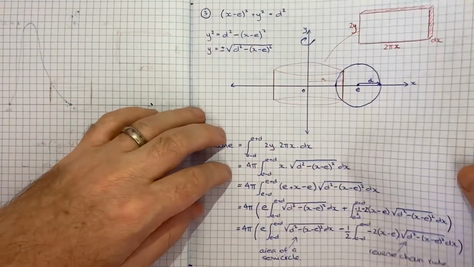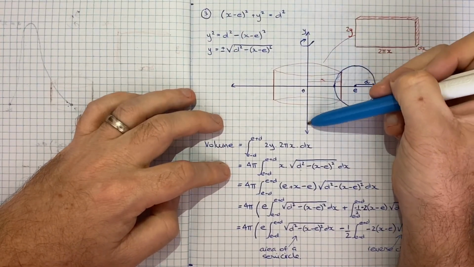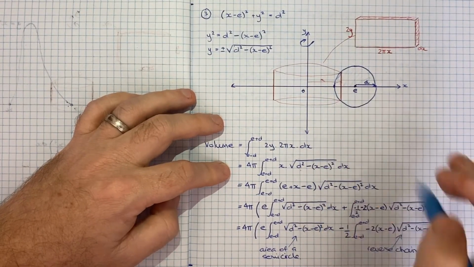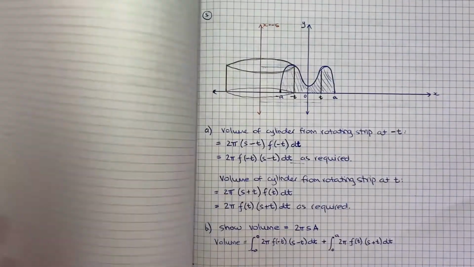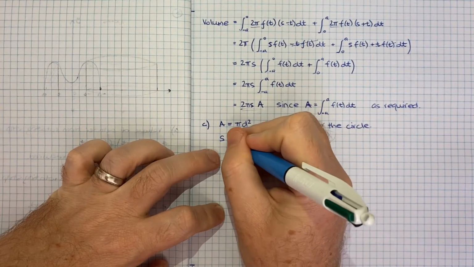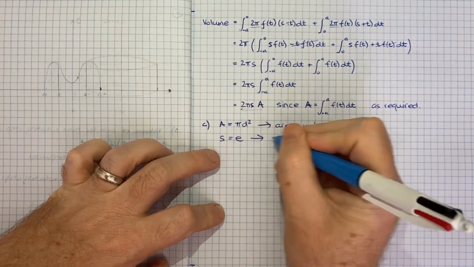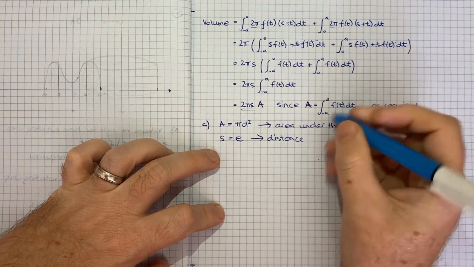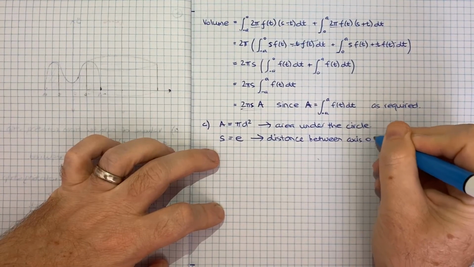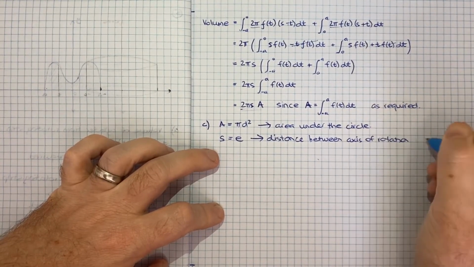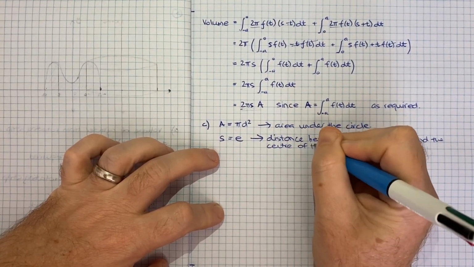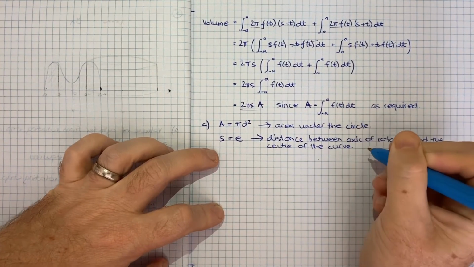Now, if we come back to our original curve, we're rotating around the y-axis, and the distance between the y-axis and the center of the circle is E. So effectively what we can say is that S would be equal to E, which is the distance between the axis of rotation, I'll call it, and the center of the circle, or the center of the curve, which happens to be a circle in our case.